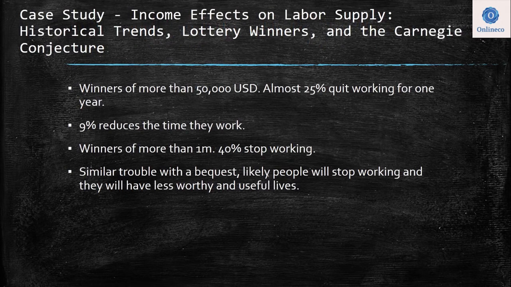So this is the situation of the Carnegie conjecture, and actually he just donates his money, because if this was a bequest to the son, naturally this person will not work. So for this reason, like the Carnegie conjecture, I will give you money, but then everything will be so easy and you will not struggle for that.